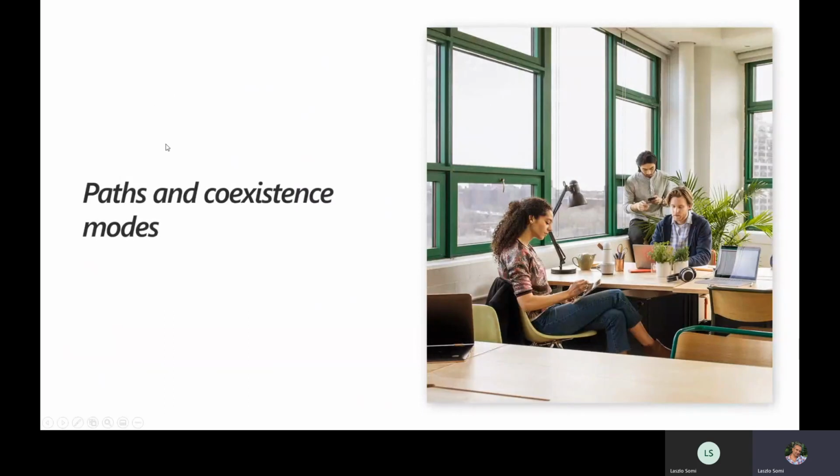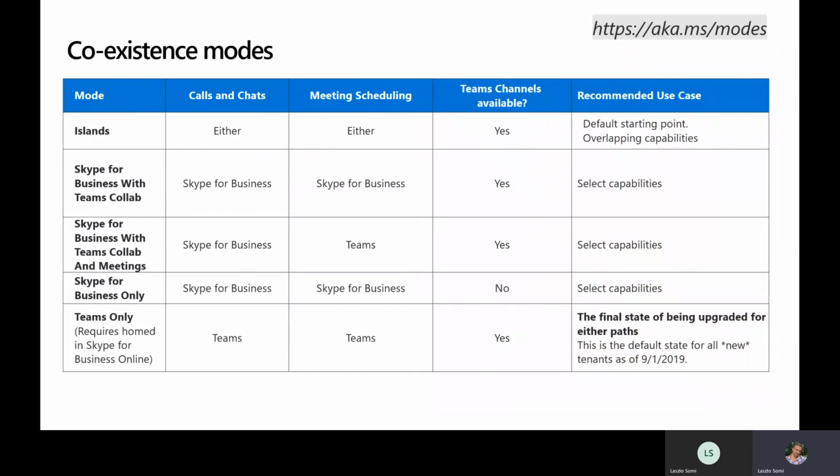Let's talk about the possible paths for coexistence modes. I created this table to illustrate. We talked about the two journeys, overlapping capabilities and select capabilities method. These journeys align to modes which are set on the tenant or on the user, which will drive the capabilities. First, let's get the pointer going here. You can look at the modes in more detail at aka.ms/modes. We talk about the modes, the chat and calling behavior, where meeting scheduling happens, whether Teams channels are available or not, and some recommended use.